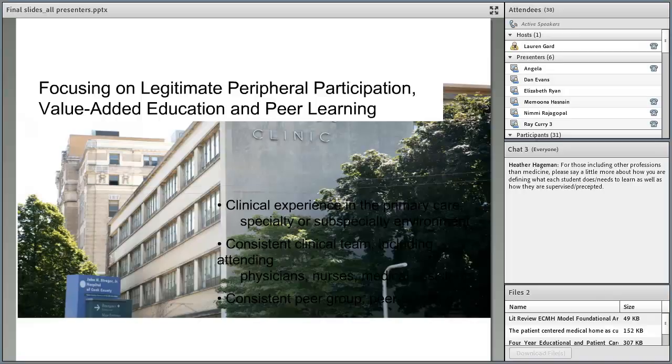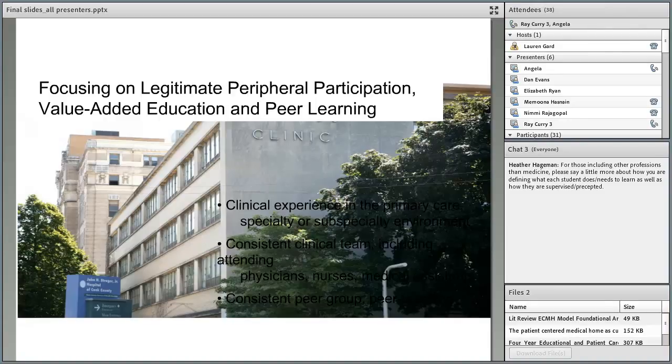Thank you. So what we really wanted to do is focus on these three things: legitimate peripheral participation, value-added education, and peer learning. For at least this year and potentially next year as well, we're building a program that robustly focuses on these concepts, thinking that if we could get these down, we could use that as the core from which we could build a true education-centered medical home.